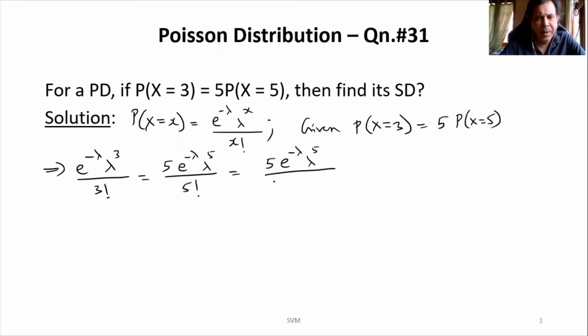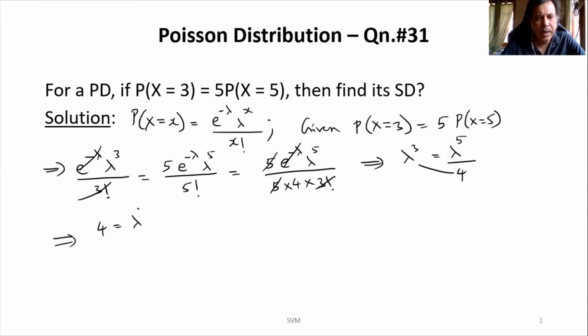This 5 factorial, I will split it like this, 5 into 4 into 3 factorial. So now here also there is a 3 factorial, here also there is a 3 factorial. I will first cancel that. This 5 I will cancel with this 5. This e power minus lambda I will cancel with this e power minus lambda, which means lambda cube should be equal to lambda power 5 divided by 4, or just cross multiply. We have 4 is equal to lambda power 5 by lambda cube, which is nothing but lambda square.